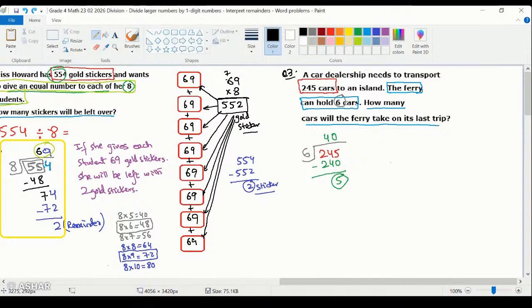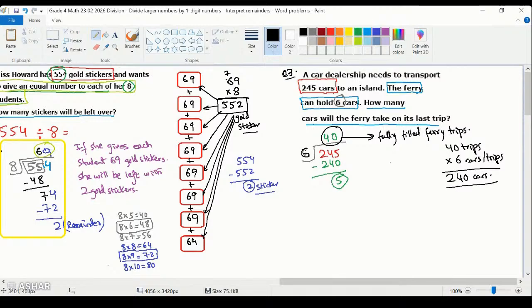So that means 40 represents fully filled ferry trips, right? That means on 40 trips, multiplied by 6 cars per trip, they will be able to send 240 cars. Agreed? But they were left with 5 cars, right? So that means the last trip will have 5 cars, not 6. Even though they can fit 6 cars, they don't have to send.